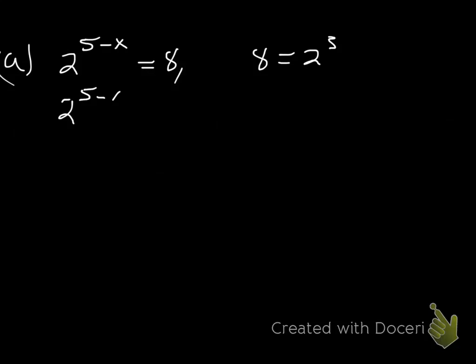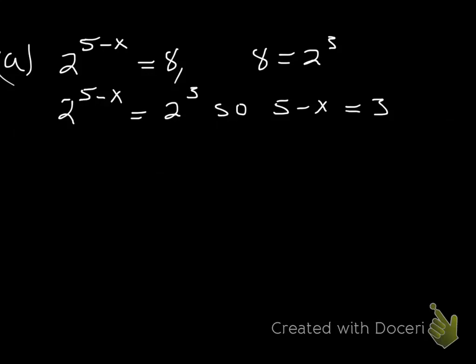So we're going to go ahead and replace. Okay, so we have outputs of 2 to the 5 minus x and 2 cubed. So the outputs are equal. That means, because it's a one-to-one function, that the inputs had to be the same. So we can go ahead and equate the inputs. So 5 minus x is equal to 3.